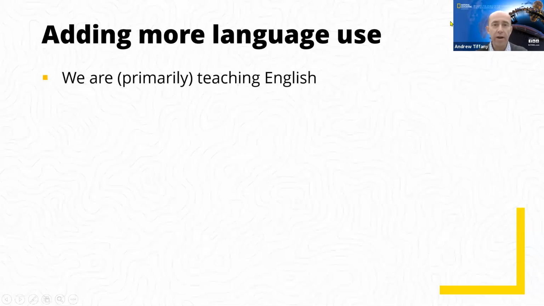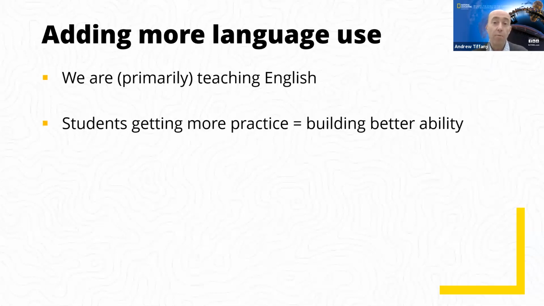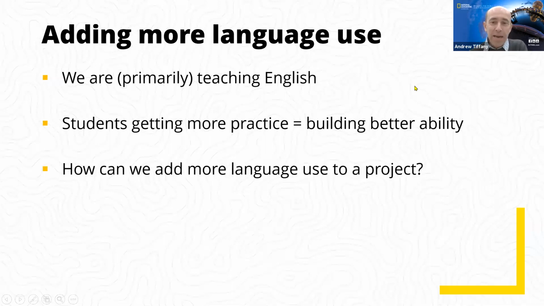As I mentioned earlier, we're primarily talking about teaching English, and the projects are a vehicle for that, right? The students get more practice, which means that they are building better ability, right? If you've heard me talk about this idea before, we often need to practice something like 100 times or more until we build an ability that will last us for our lifetime. That's why my Chinese Mandarin is not so good, because I don't practice enough, right? Living here in Taipei, I don't practice my Mandarin enough. But anyway, how do we add more language use to a project, right?